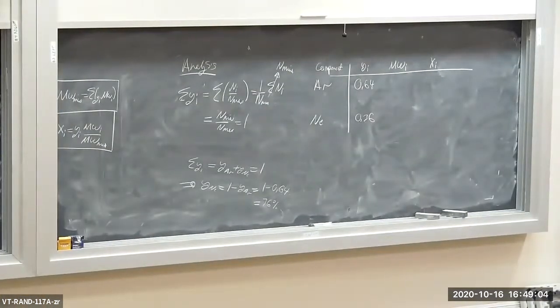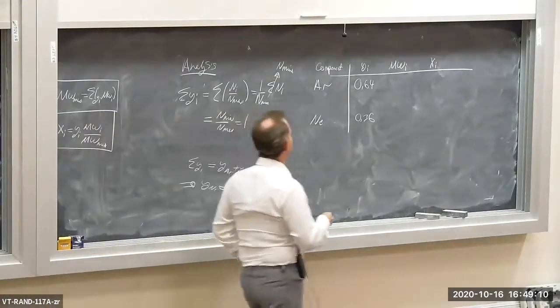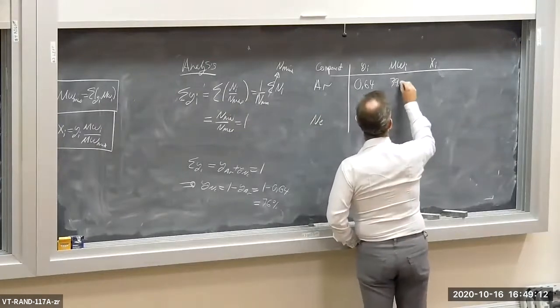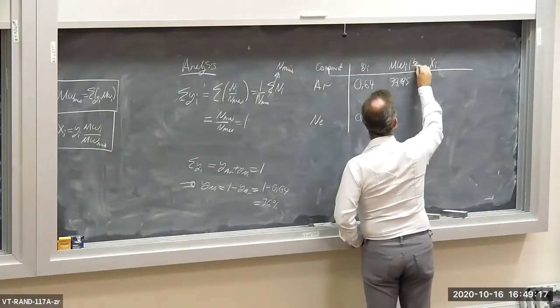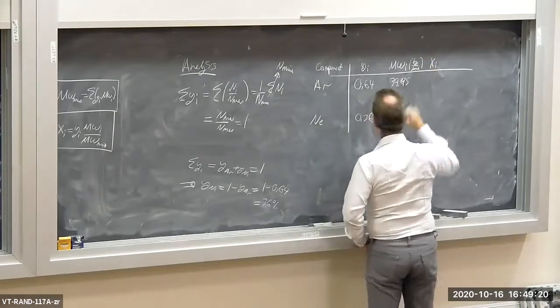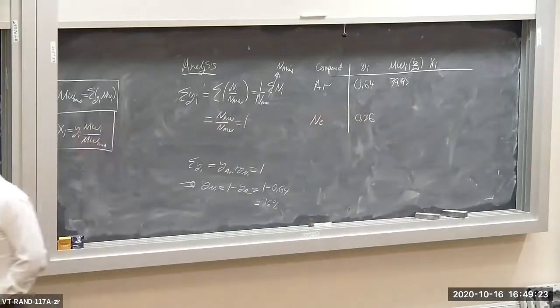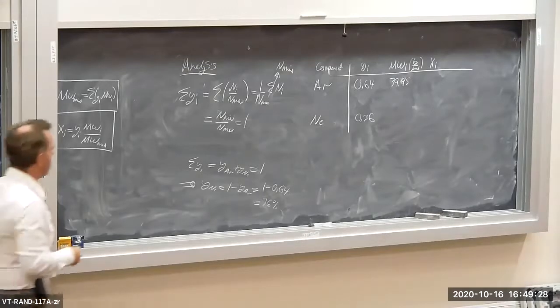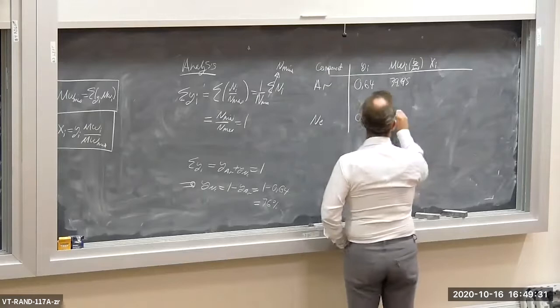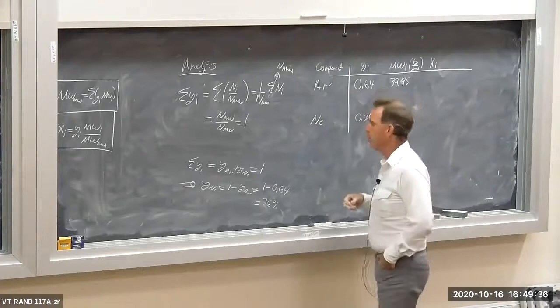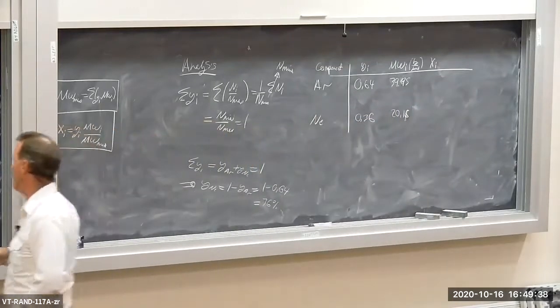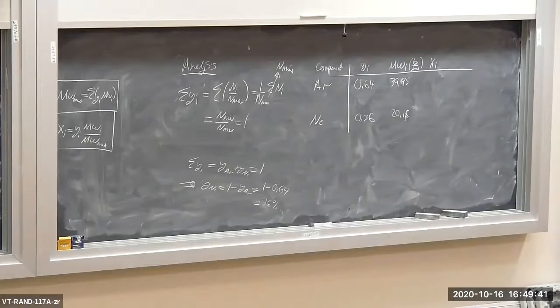The molecular weight for argon is 39.95, and that's going to be kilograms per kilomole. And the molecular weight for the neon is a little bit lighter. What is it, 20.18 kilograms per kilomole. So those are the molecular weights for each component. Okay, so now I have the molecular weights of each component.